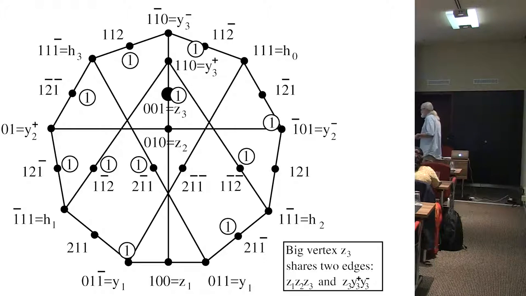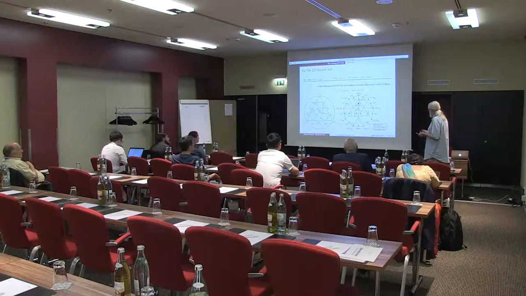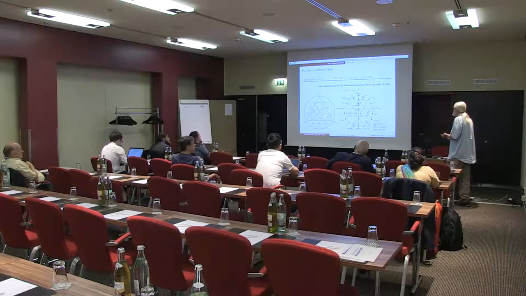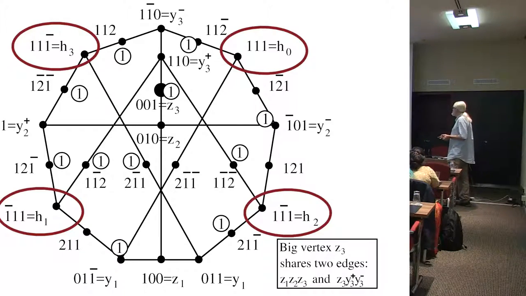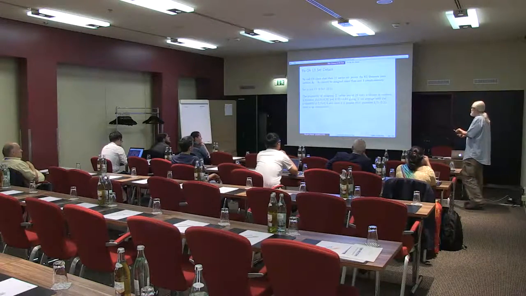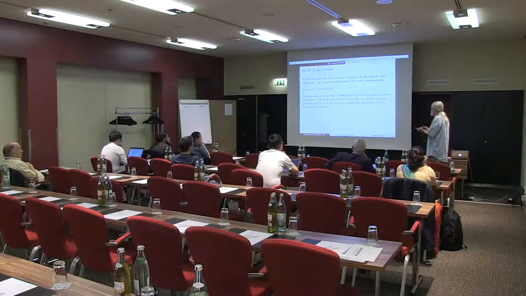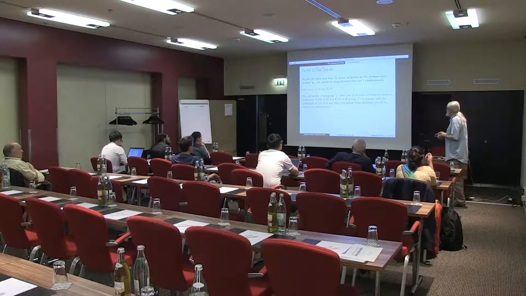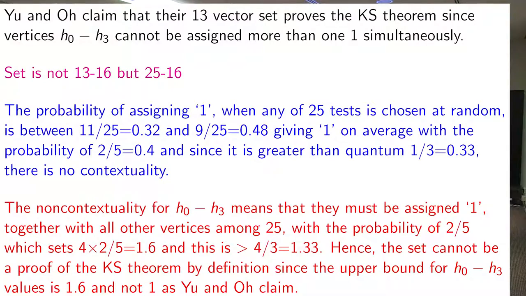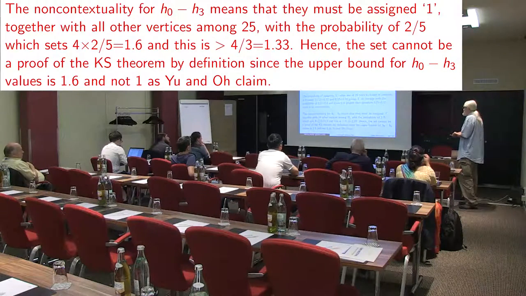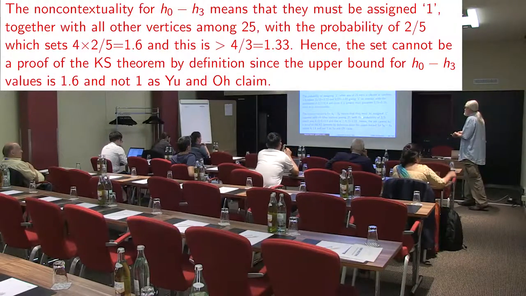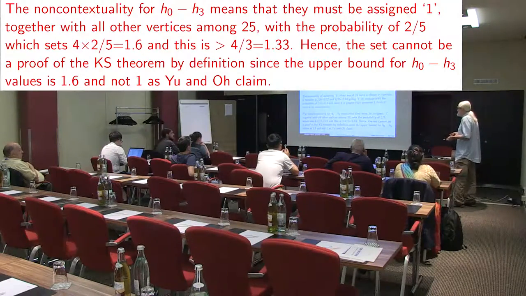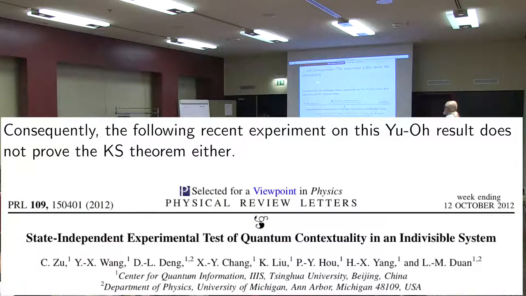And then they made a mistake in assuming here that we should ascribe to these 4 vertices simultaneously values, simultaneously ones. And that's true, that we cannot ascribe 1 to more than one of these 4 vertices, but then they compared that with the statistics for quantum mechanics, which is inconsistent. So it doesn't work. We have to find the statistics for the classical non-contextual assignment, and these statistics then give us 1.6, which is greater than 1.33, and there is no contextuality here. So consequently, this experiment in this part is also wrong.